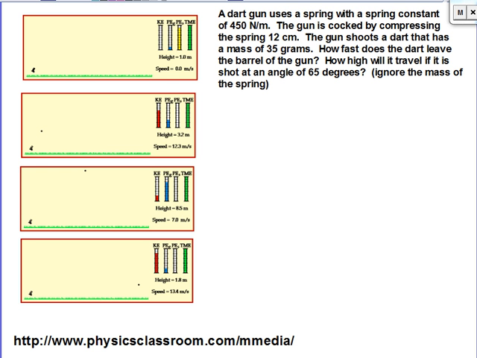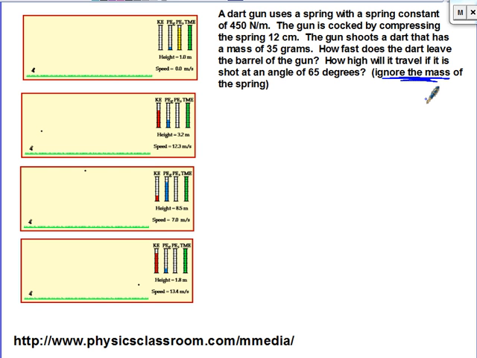The reason we have this statement in here is that not only is the dart accelerated, but the spring itself is accelerated, and so we don't end up getting all of the energy that we put into the spring. We don't get all of that out into the dart simply because we're accelerating more than just the dart. So let's ignore that for now.